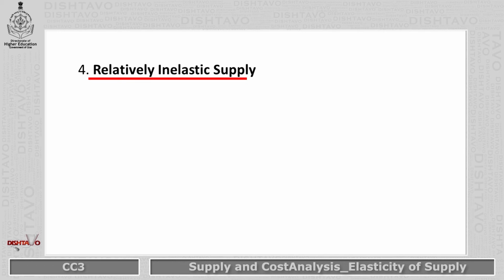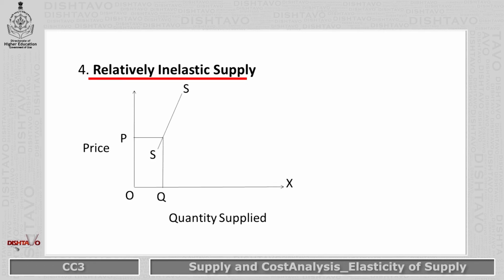Next, we have relatively inelastic supply. Here we see that the supply curve SS is much steeper, indicating that as price increases from P to P1, quantity supplied also increases from Q to Q1, but by a lesser degree. Hence, symbolically, ES is less than 1.